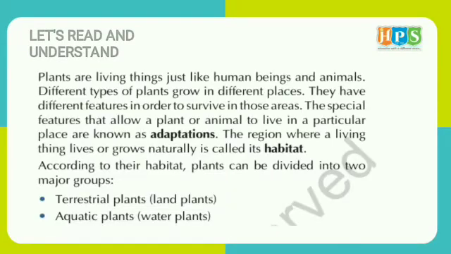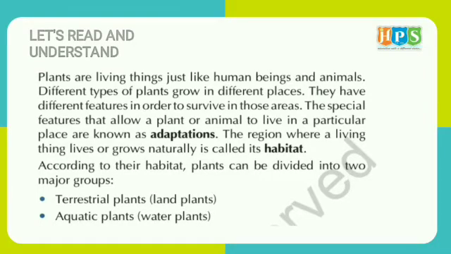Let's read the chapter. Students, try to read after me as I read, for better reading skills. Plants are living things just like human beings and animals. Different types of plants grow in different places. They have different features in order to survive in those areas. The special features that allow a plant or animal to live in a particular place are known as adaptations.